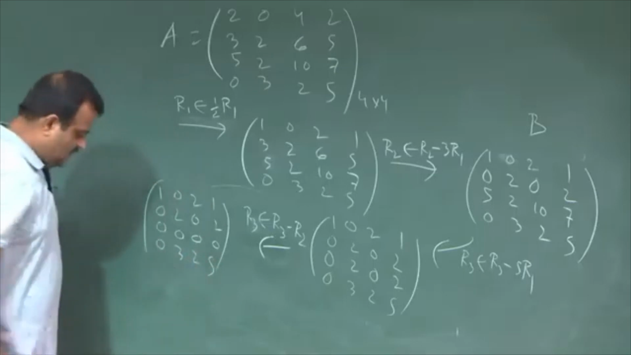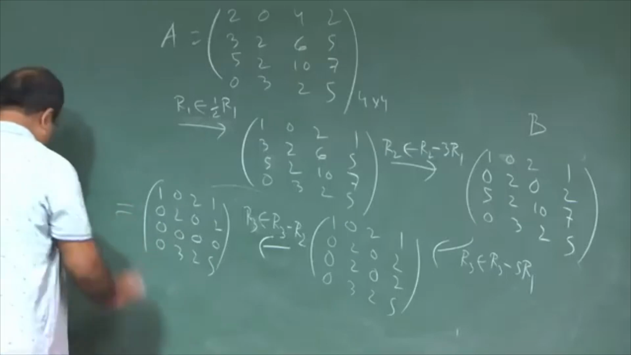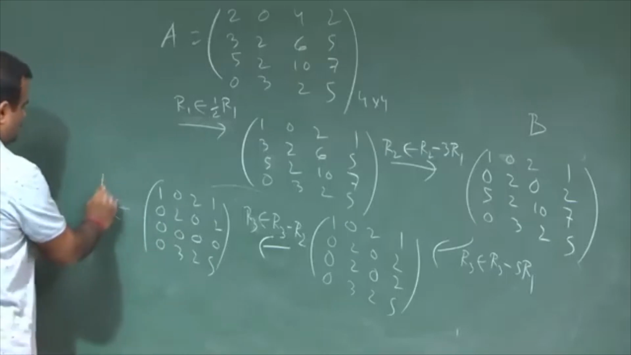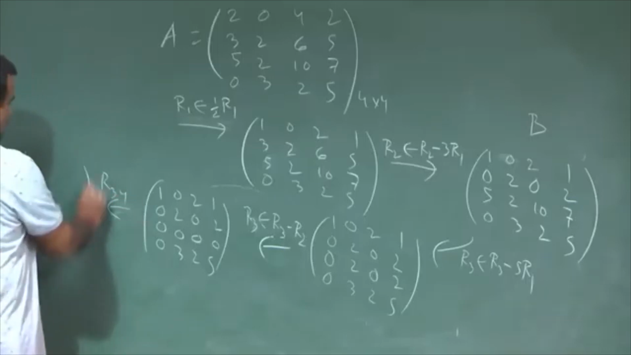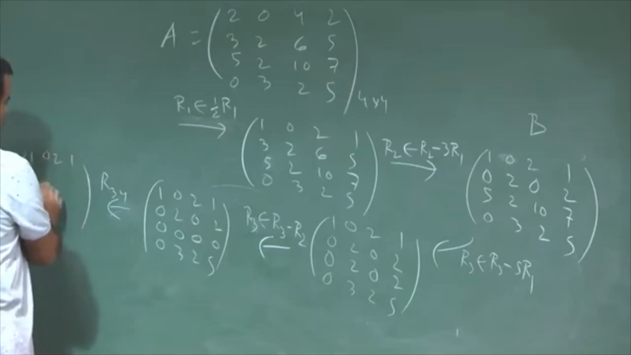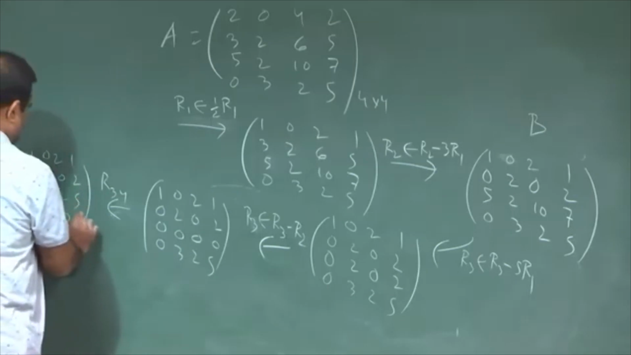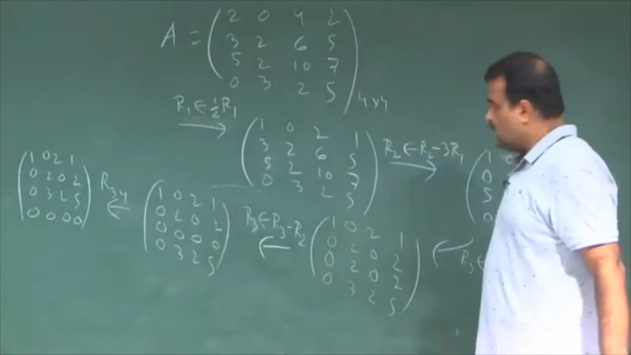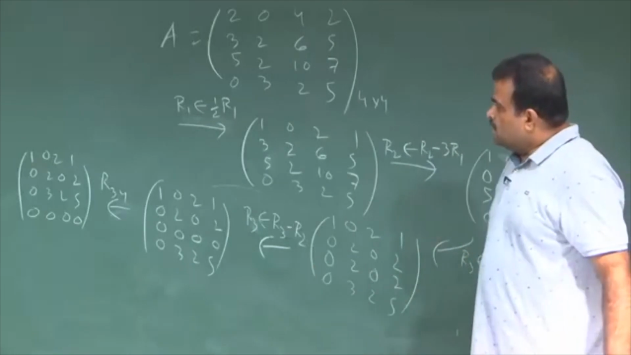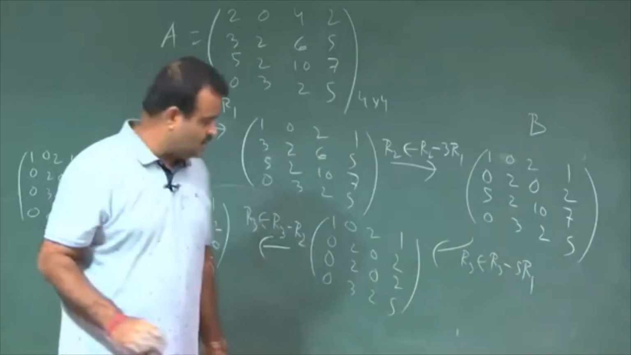Now, we want to keep this zero row at the end. For that we exchange these rows, we exchange R3 and R4. If you do that we will get 0 0 2 1, then 0 2 0 2, then 2 3 2 5, then 0 0 0 0. So, we exchange R3 and R4 here. So, we reach there, and we do further row operations on this matrix.